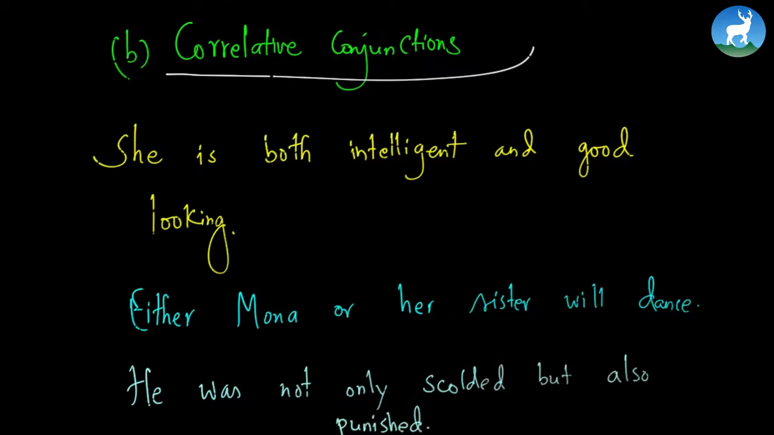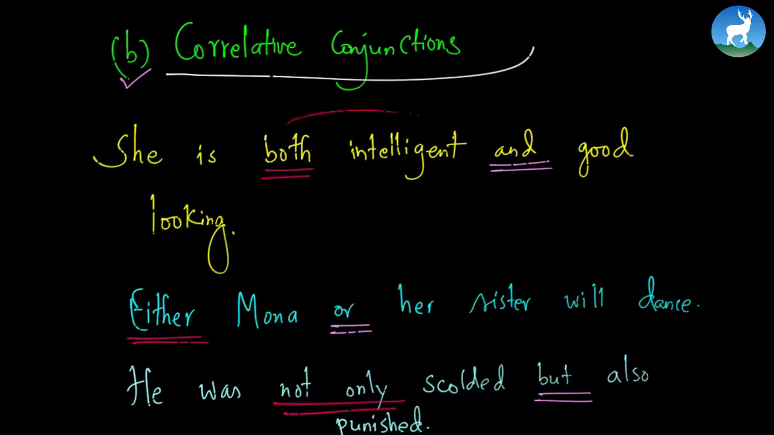Alright? So let's just find out the conjunctions. The first one is and, followed by or, and followed by but. So these are correlative conjunctions. She is both, oh I forgot this one, both. She is both intelligent and good looking. Either Mona or her sister will dance. He was not only scolded but also punished.